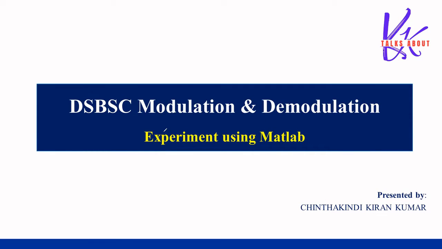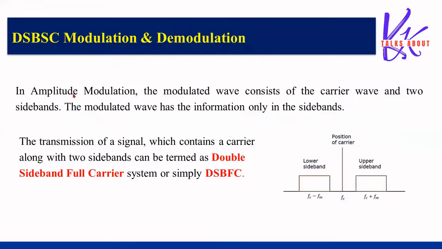Hi everyone. In today's lecture, we are going to see what is DSB-SC modulation and demodulation, and we are going to execute this experiment using MATLAB. Before going to this DSB-SC modulation and demodulation, why is DSB-SC modulation used instead of amplitude modulation? We'll discuss that later on. We'll discuss DSB-SC modulation and demodulation, and further we will implement the same experiment using MATLAB. So before going to that, what is happening with the amplitude modulation process?